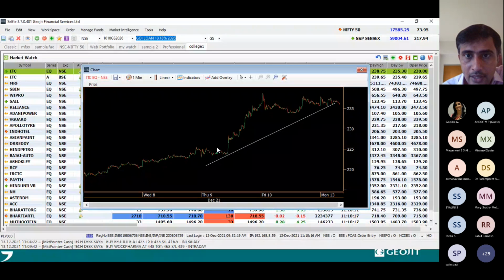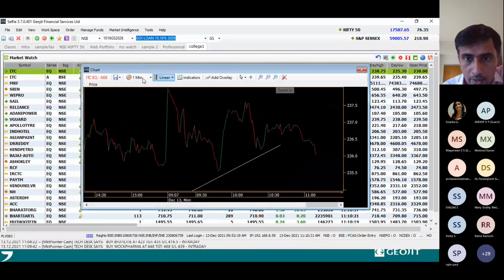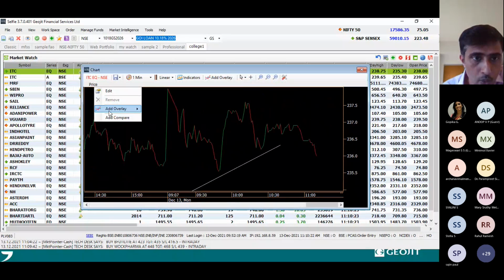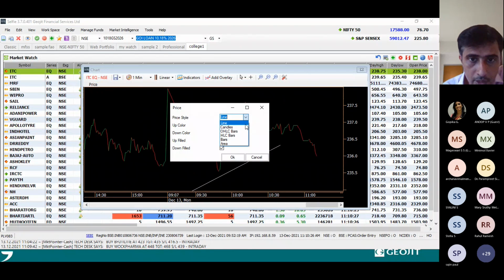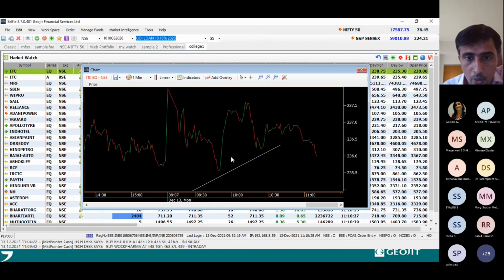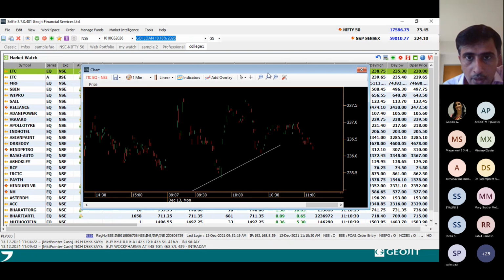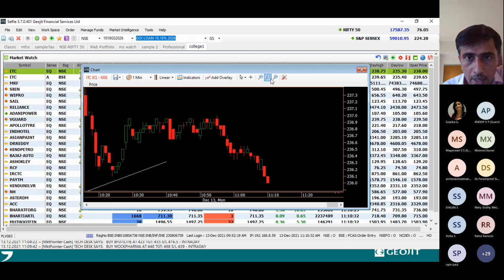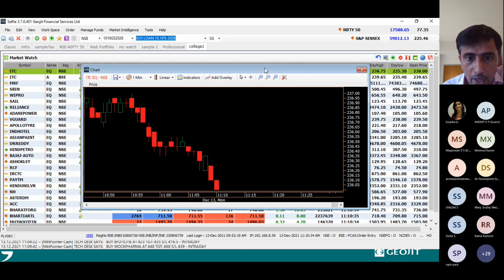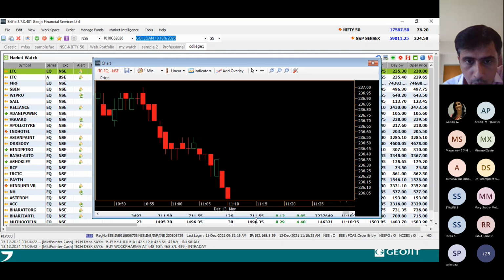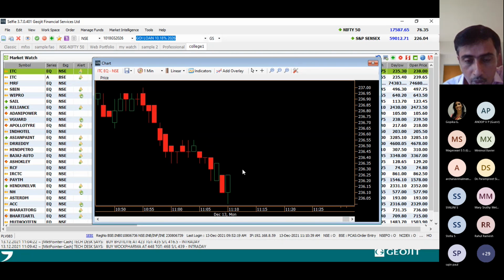So this is basically a line model. I will just enlarge it. I will just turn to a candle model, because it looks like a candle. That's why it is called the candle chart. Okay, so it looks like a candle.